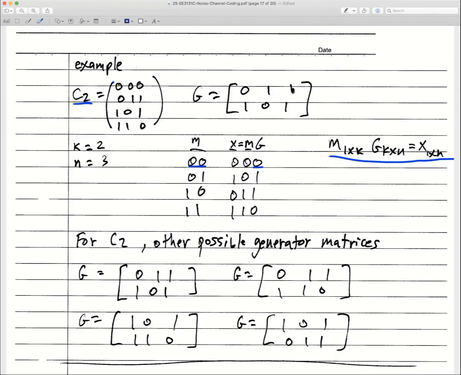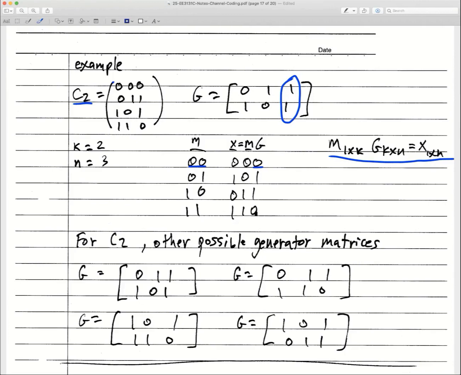Just look at it. There's a 1 here and a 1 here, right? This third bit is just this times this, right? What this column is telling you is that this last parity bit is just the sum of the first 2 information bits. This one is 0 plus 0 is 0, 0 plus 1 is 1, 1 plus 0 is 1, and 1 plus 1 is 0.